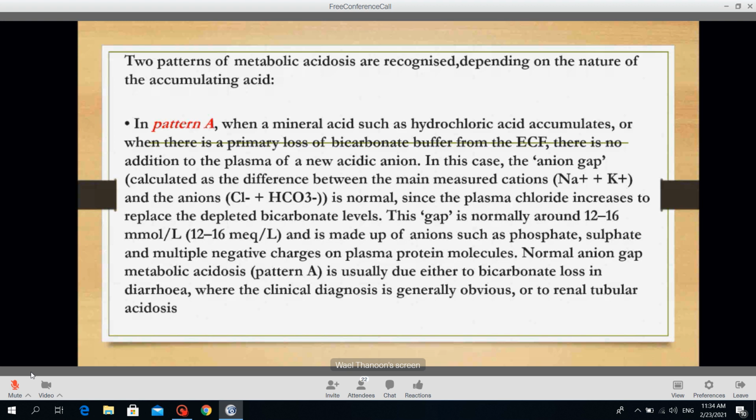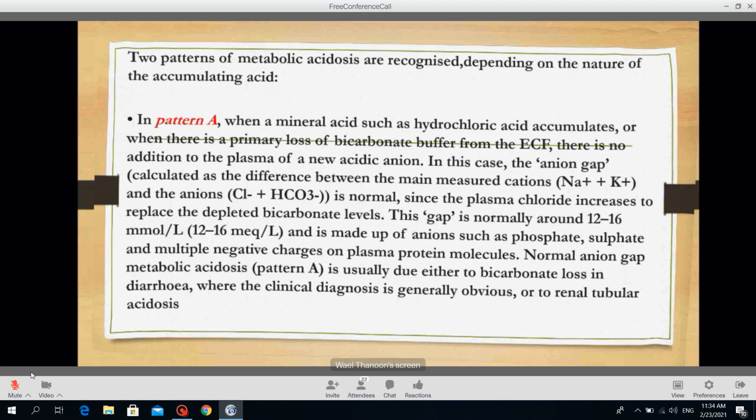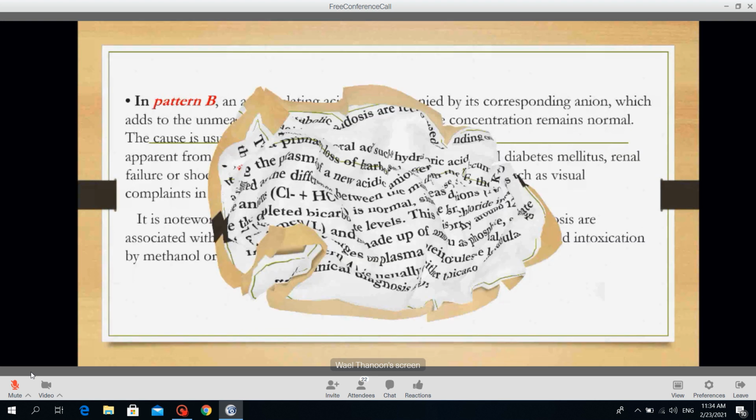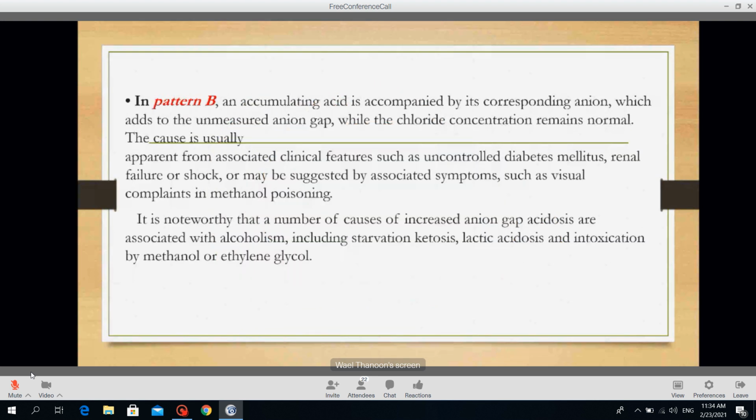Normal anion gap metabolic acidosis in pattern A is usually due to either bicarbonate loss in diarrhea, where the clinical diagnosis is generally obvious, or tubular loss in tubular acidosis, renal tubular acidosis. Pattern B. An accumulating acid is accompanied by its corresponding anion, which adds to the unmeasured anion gap, while the chloride concentration remains normal. فهنا يسمونها anion gap metabolic acidosis.